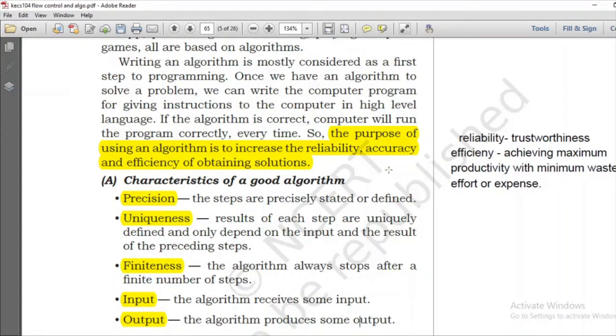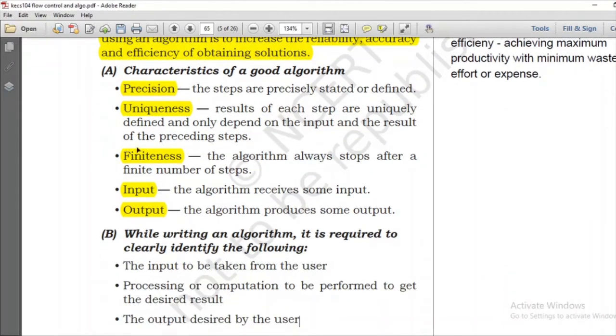Now what are the characteristics of a good algorithm? It should be precise, that is, steps are precisely stated or defined. Each step should be crystal clear about what you are going to do and how this coding will be performed. Next is uniqueness, that the result of each step is uniquely defined and only depends on the input and the result of the preceding steps.